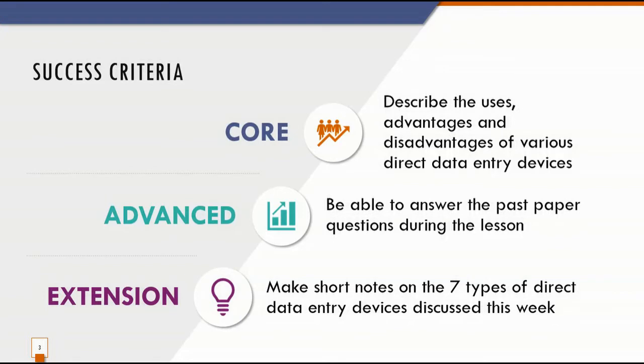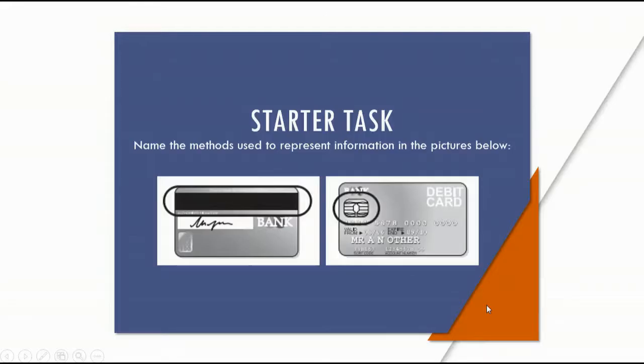As the core success criteria for today, you must be able to describe the use, advantage and disadvantage of various direct data entry devices. As an advanced task, you must be able to answer the past paper questions that you will be seeing during the lesson today. As an extension, you could work on making short notes on the 7 types of direct data entry devices that have been discussed this week.